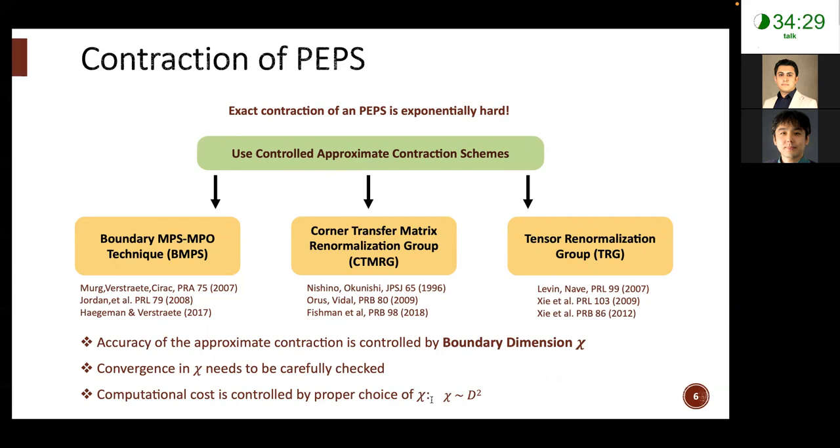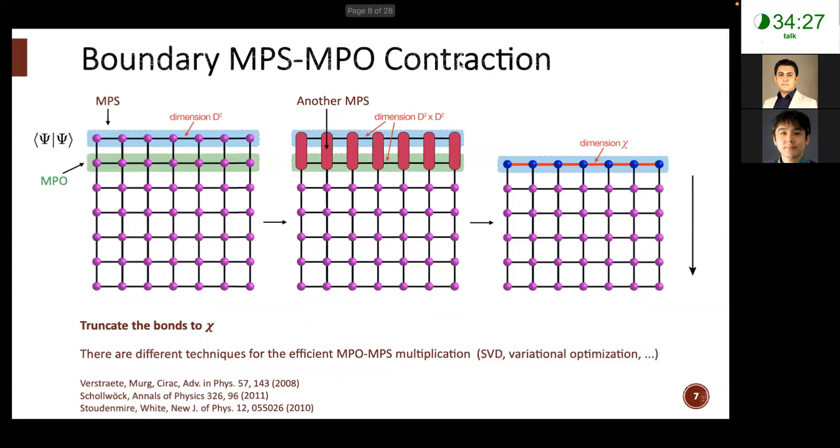For example, to give you some idea how the boundary MPS technique works, you see here we have a 2D double layer PEPS network with a square structure.